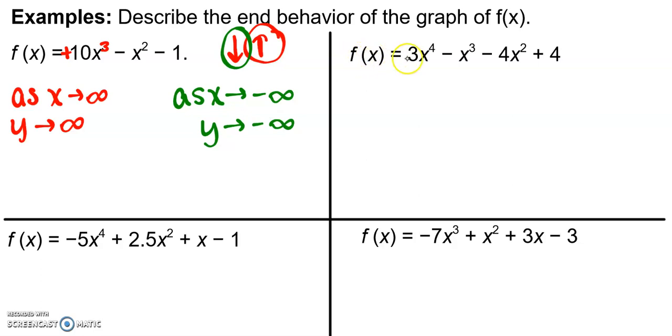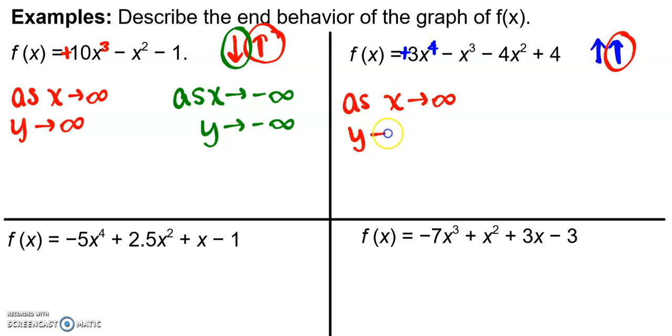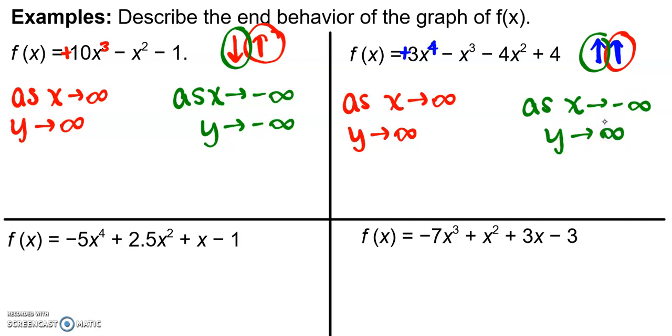Next one, f of x is positive and even. So my arrows would look like this. So as x goes to the right, positive infinity, my y is also going up to infinity. Thinking about my x going to negative infinity, my y is going up to infinity.